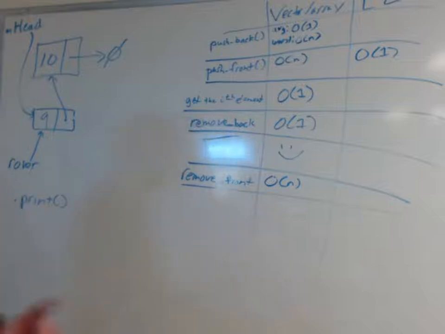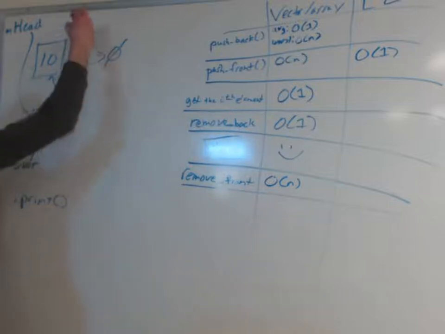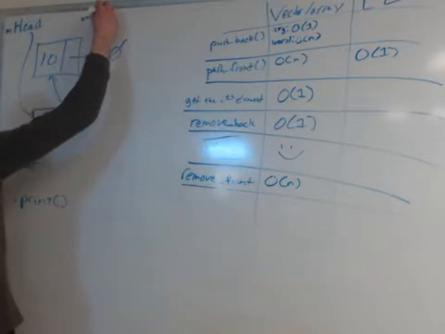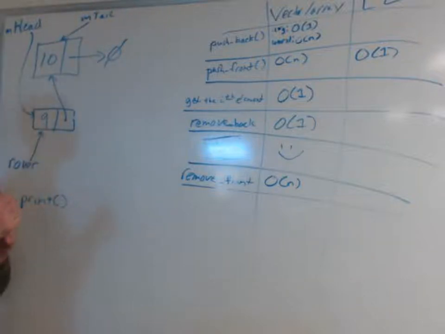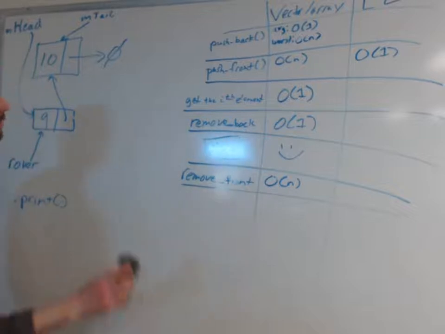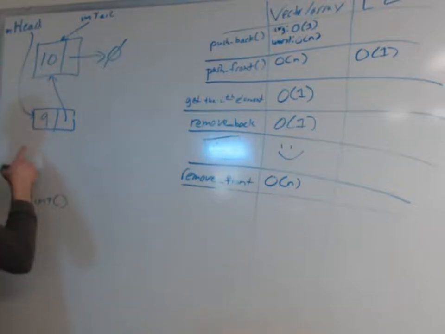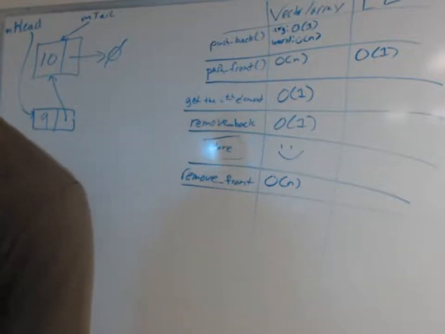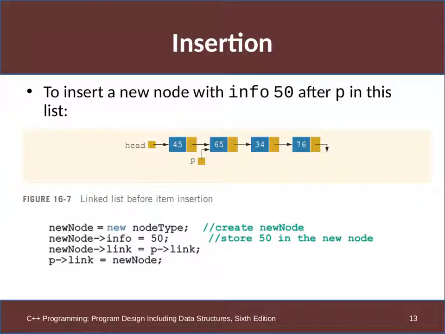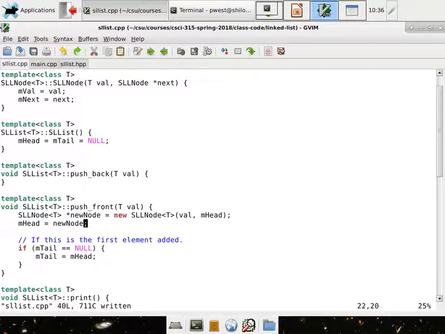Now notice at this point up here, we have head up here, and we would have tail right here. Whenever you add another data member, you have to go through every single one of your functions and make sure you're not messing things up. When you do print, do we need to do anything with tail? No, it doesn't manipulate tail, so we're good. All right. Where's my code? There it is.